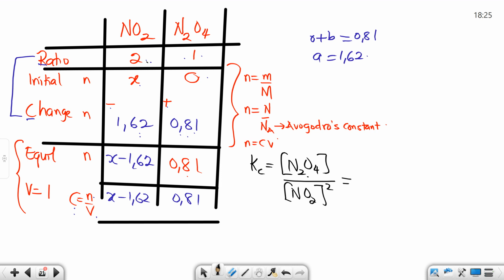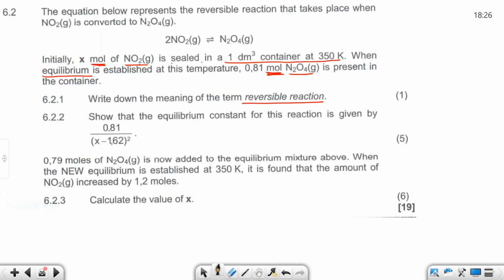All right. What's the answer here? N2O4? 0,81 over. And that's what they ask us to prove. 5 marks is done. Check the question. Prove that. Are we okay? This is where the juice of the question is.